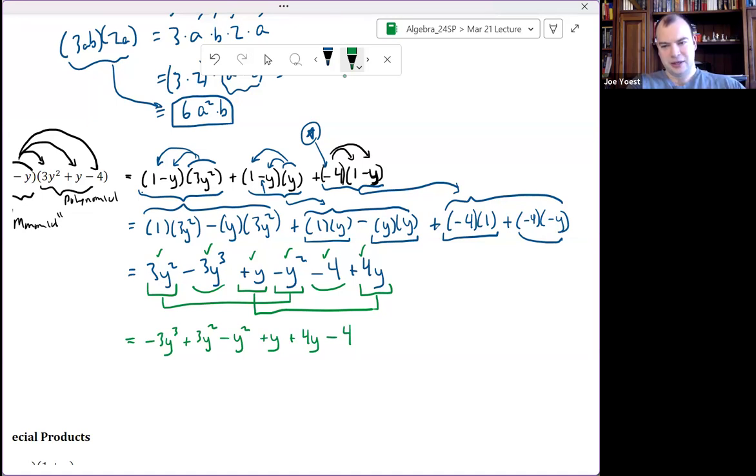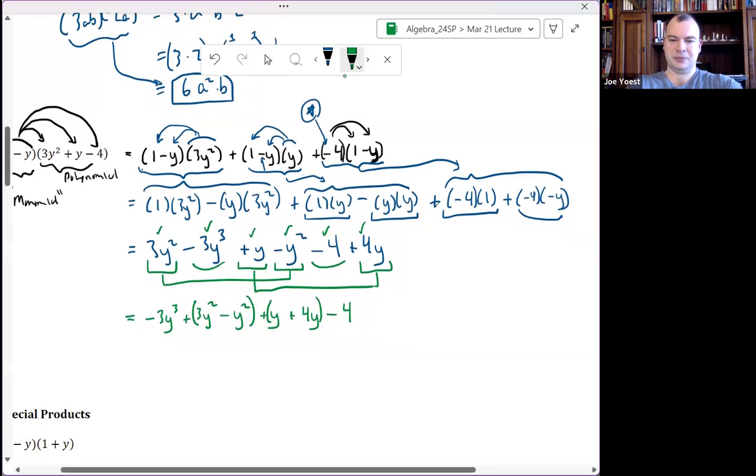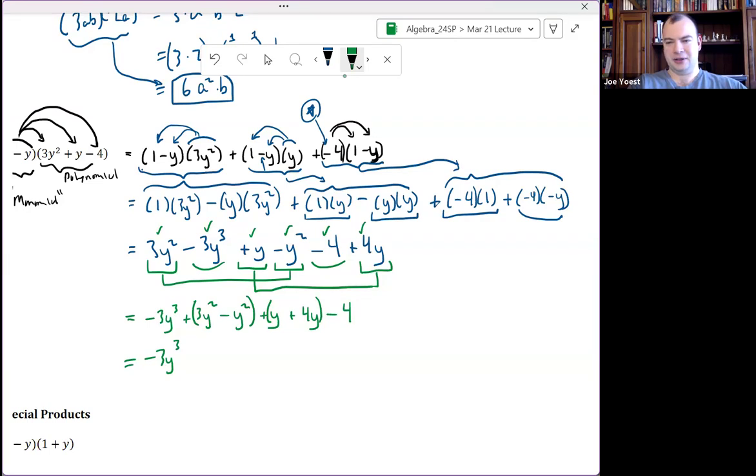And again, I see now that I can regroup how I like. I can consider these two y squared terms, they're like terms. And I can consider these two y to the first power terms, they're also like terms. So I can simplify each of those. The negative 3y cubed, nothing really to do there. But 3y squared minus y squared, they're like terms. I add the coefficients. 3 minus 1 is 2.